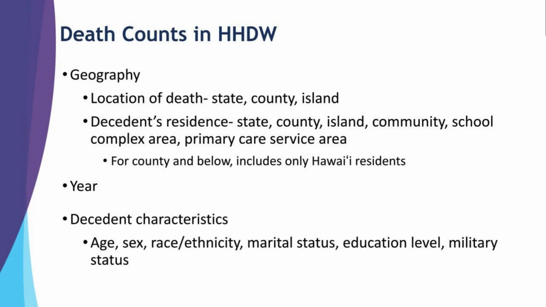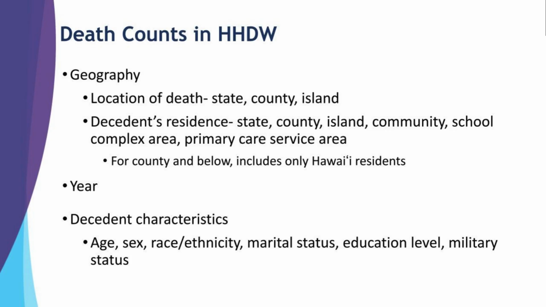For the counts query, you can look at the data by a variety of dimensions. For geography, you can choose the location of the death or the residence of the decedent. For the location of death, counts are available at the state, county, and island level. More detailed geography is available when looking at the residence of the decedent, down to the primary care service area. These more granular categorizations will include deaths for Hawaii residents only. Of course, you can also query the data by year, both individual years and custom aggregates of years.